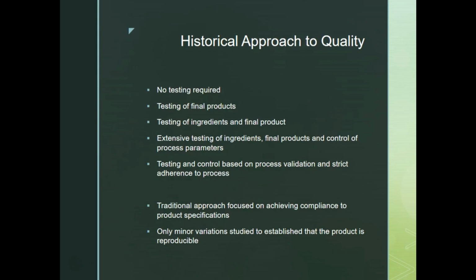So the traditional approach focused on achieving compliance to product specification. Only minor variation studies to establish that the product is reproducible. So traditionally, we would test the final product and ensure that it meets specification. So we would have no control over the progression of quality, if you like, from the moment the first raw materials are mixed to the final end product being produced.